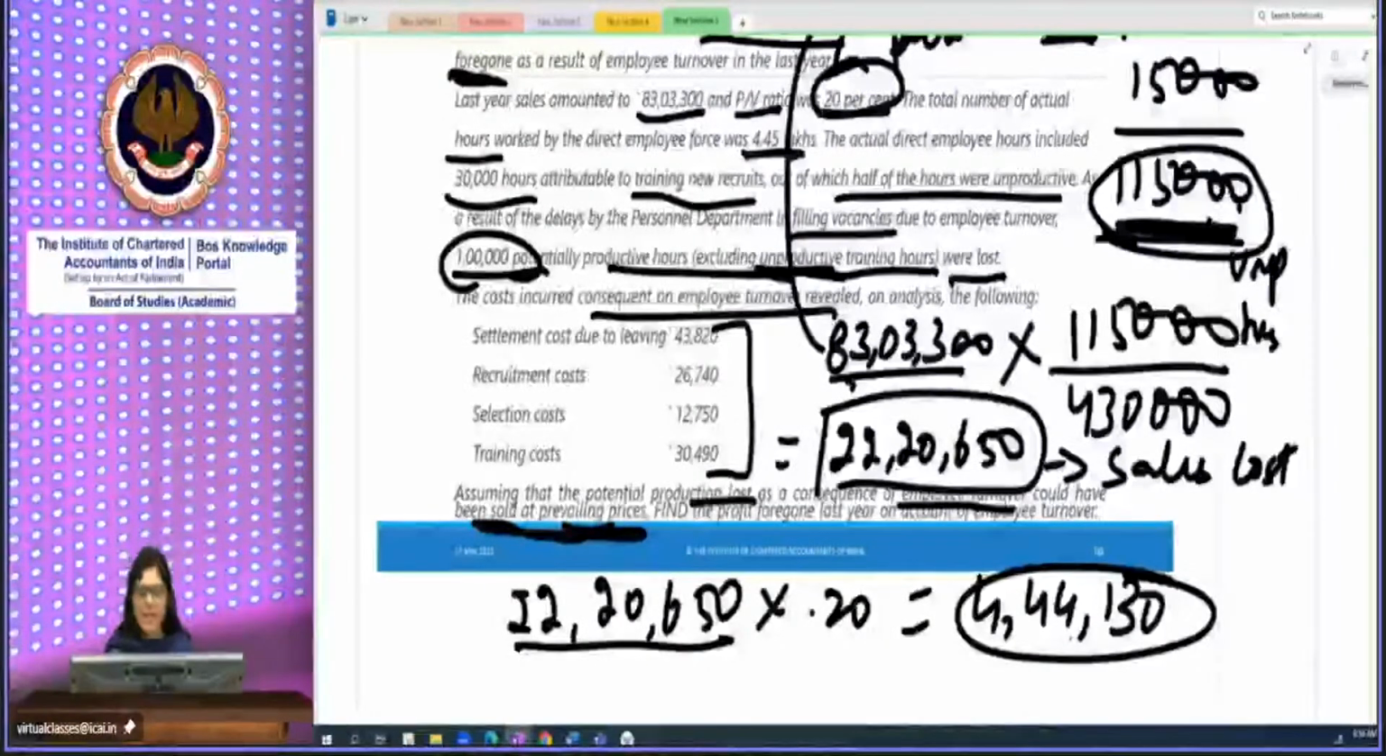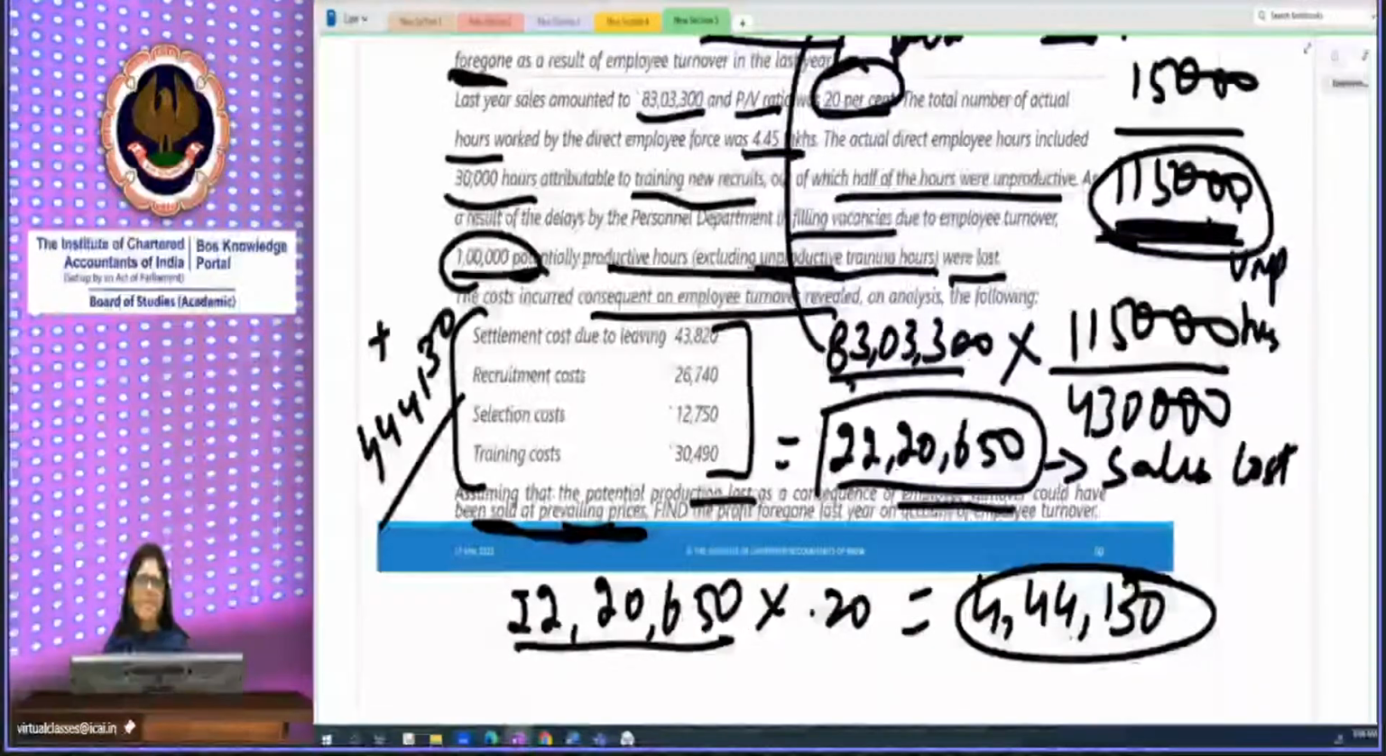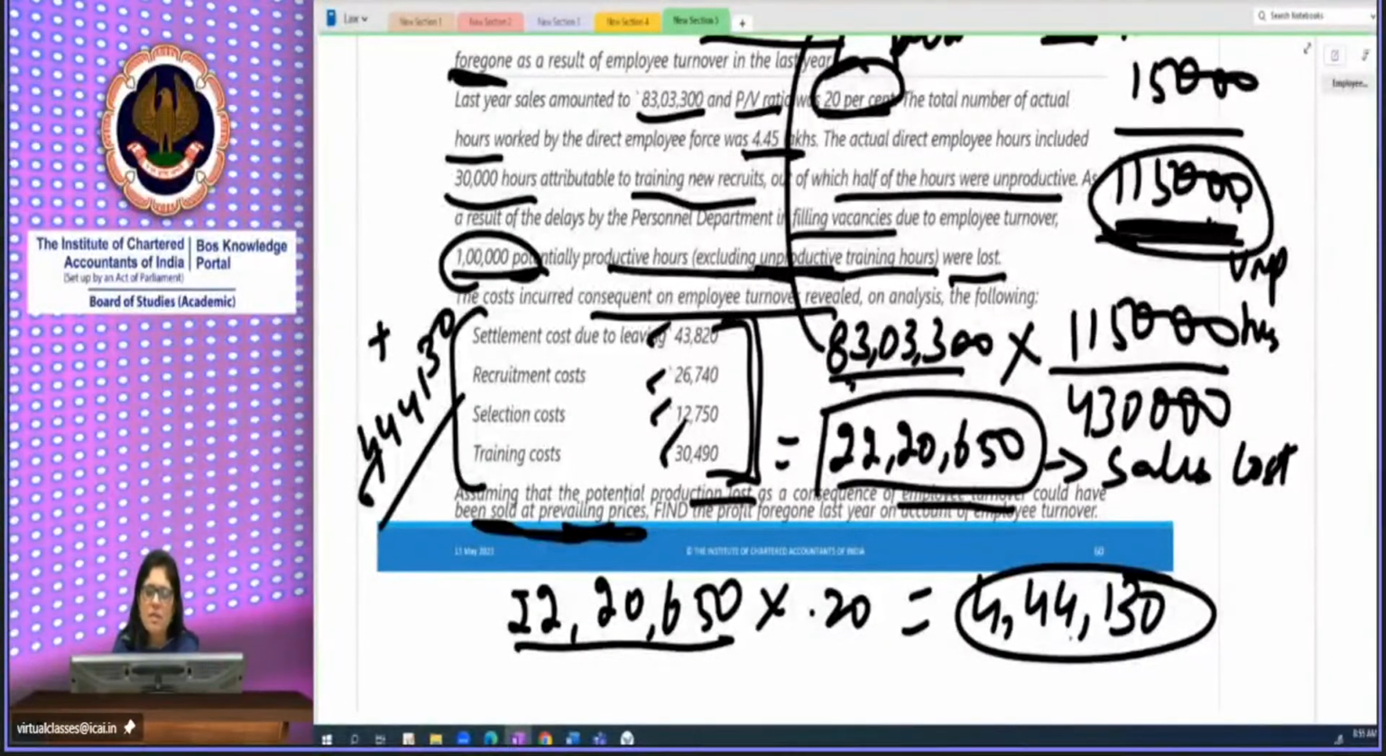So this is the additional cost, so this is the cost plus 4,44,130. So the total cost if lost is this plus this plus this plus this and plus this. This is the total cost due to labor turnover. These are the direct costs, and this is the indirect cost because we have lost 1,15,000 unproductive hours.